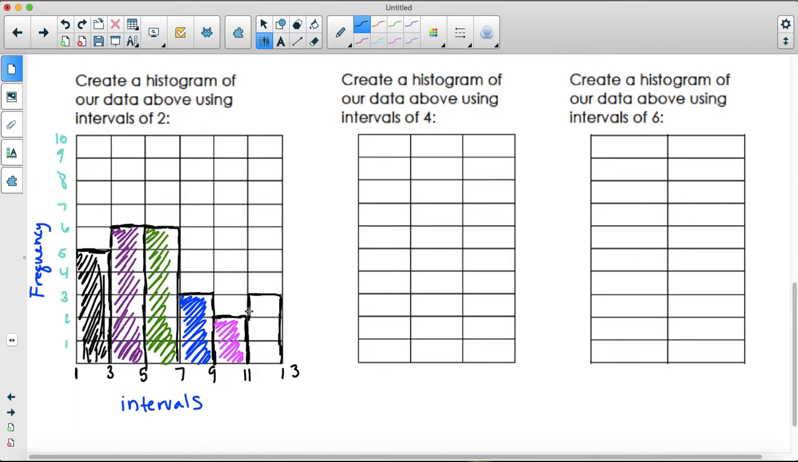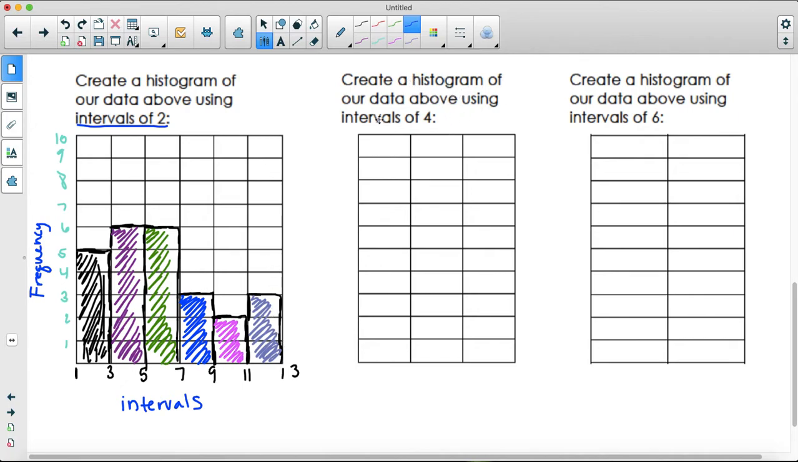And they still have to touch, so I connect those. And I just use different colors here to represent the different intervals. Because we want to do intervals of 2, we had to start with 1. So 1 and 2, 3 and 4, 5 and 6, 7 and 8, 9 and 10, 11 and 12. Technically this 13 doesn't have to be there, but it's nice to know what that next interval would be if we needed to keep going.